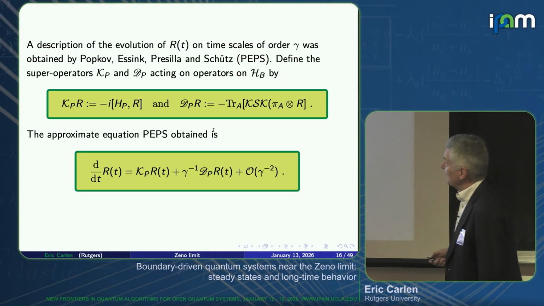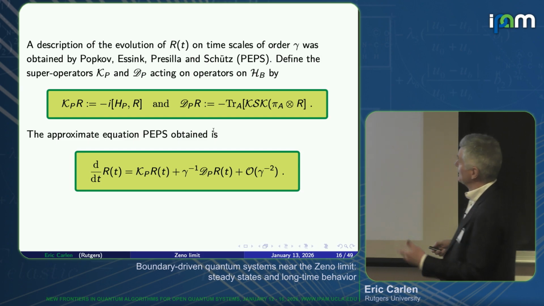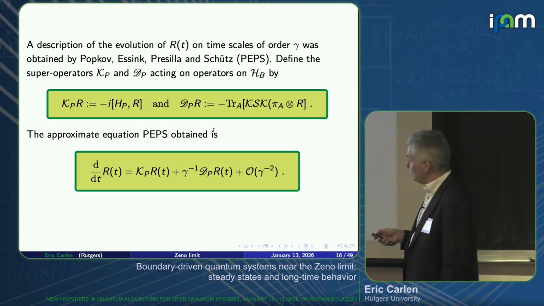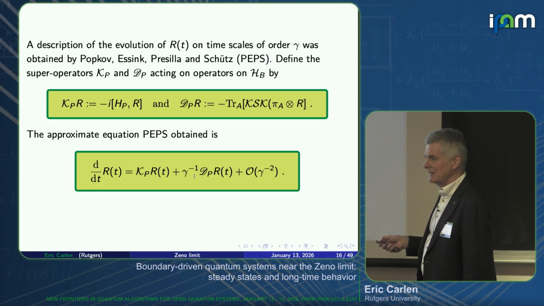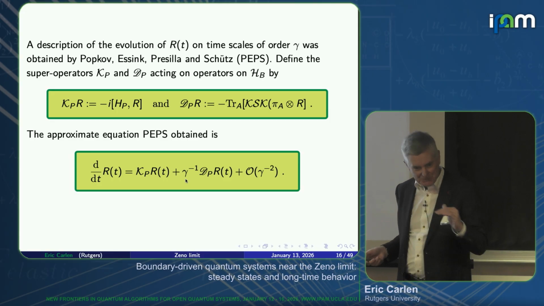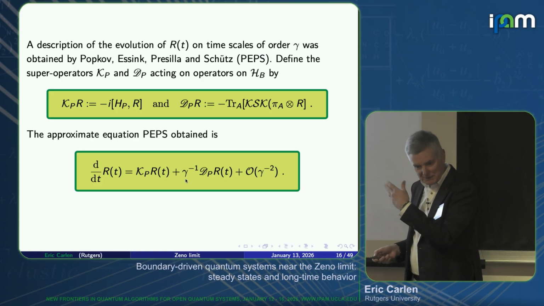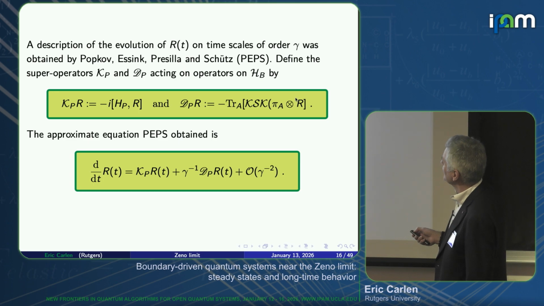And this was looked at by Popkov, Essink, Presilla, and Schütz, and various combinations of these authors have written several papers on it, and they derive the next order equation. And at next order, here's this term that we had before, and now notice the gamma comes out in the inverse. So the dissipation is small, as you'd expect, because it's coherent up to times of order gamma, but then if you wait really a long time, you begin to see the effects of the dissipation, and there is this funny looking combination here.